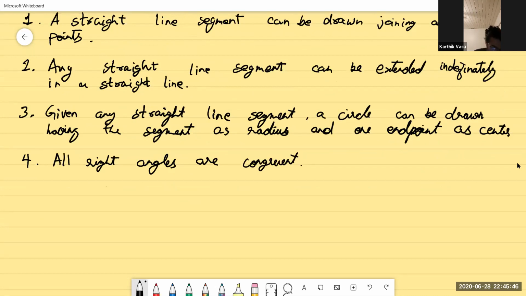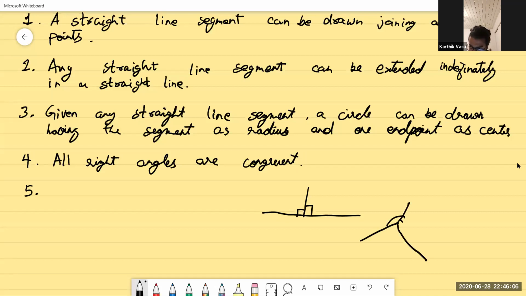all right angles are congruent. So what does this mean? Why do we actually need this? We actually want straight lines to be like this, right? They have the same angles on both sides. You don't want straight lines to be like this, where these two angles are the same, but they are not 90 degrees. So that is what this postulate is capturing.